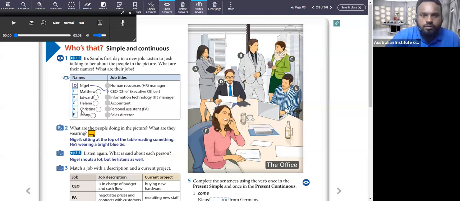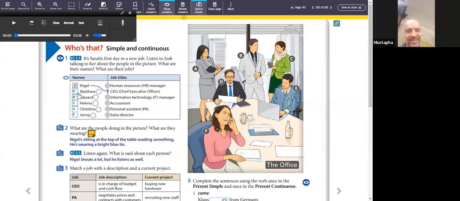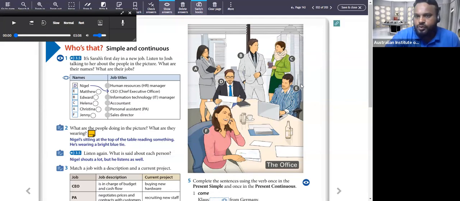Good. Number B, Edward. That was Edward. And Matthew, number E. What could he be doing with the computer? Doing something. See what he could be.